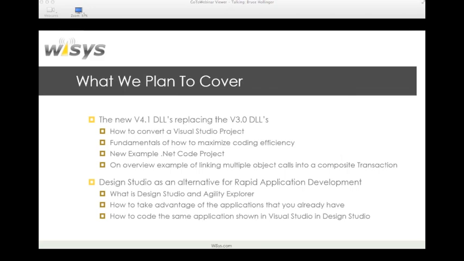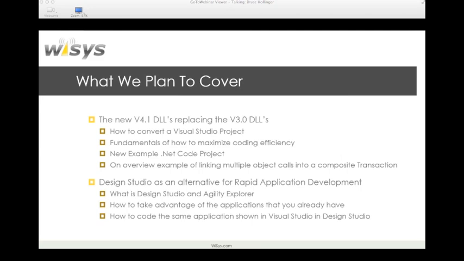So if you have something built on the 3.0 DLLs, we did not want to be in a position where you did a build update and then your application would cease to function. How long we will continue to install the v3.0 DLLs will depend a lot on how we get feedback from our customers on conversions. So we're going to talk about how to convert a Visual Studio project, the fundamentals of how to maximize coding efficiency. Bryce, who is the core developer of our objects, will explain the architecture we're employing and how you can take maximum advantage of that architecture.